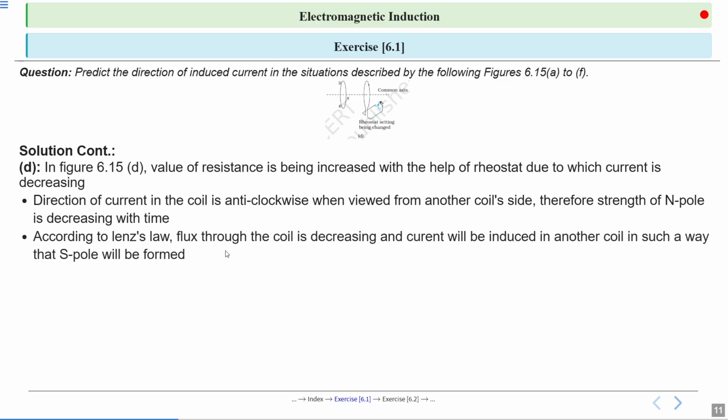So according to Lenz's law, flux through the coil is decreasing and current will be induced in another coil in such a way that south pole will be formed. So strength of north pole is decreasing. So magnetic flux through this XYZ coil is decreasing. So it has to support the magnetic flux to neutralize the decrease in magnetic flux. So which pole will be generated? South pole.